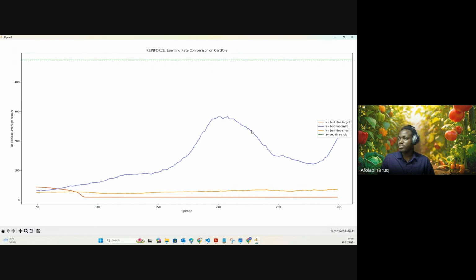I believe from here you can see that picking an optimal learning rate, not too small, not too large, is best when training any deep learning model or anything that involves deep learning. So I hope with this you've been able to learn one or two things.